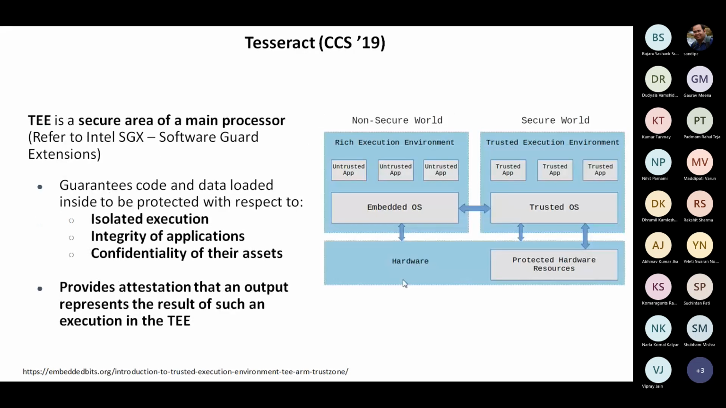So we will touch upon this architecture, which actually does this: say, the exchange node will be using a technology called Intel's Software Guard Extensions, or SGX. That is a secure area of the main processor which is tamper proof, and it guarantees certain things.